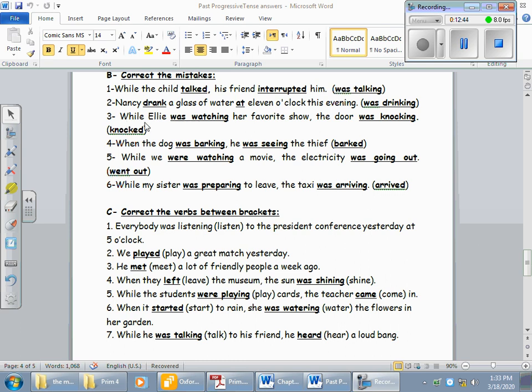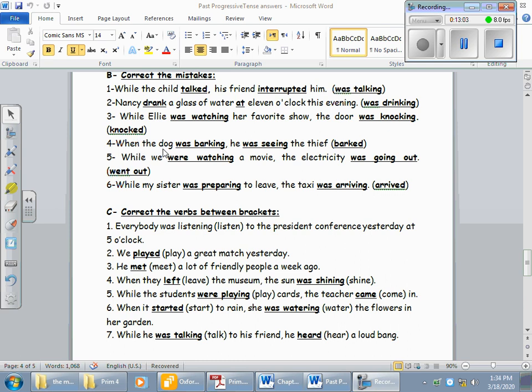Number 3: While Ellie was watching her favorite show, the door was knocking. Here, guys, we have while. It should be followed by past progressive, and the second verb should be in the past simple. Instead of was knocking, it should be knocked.